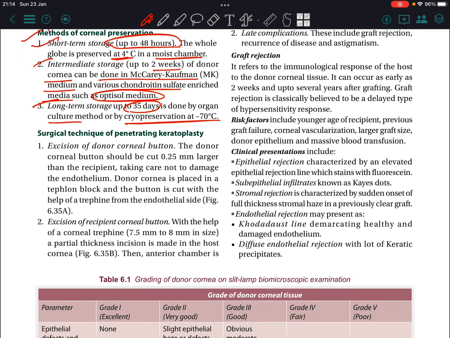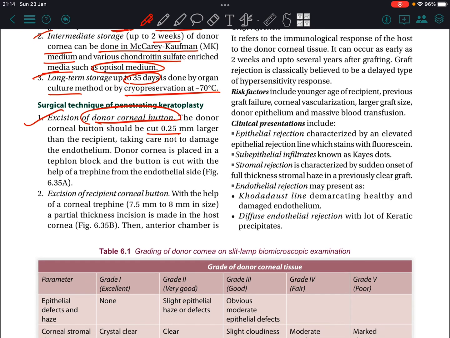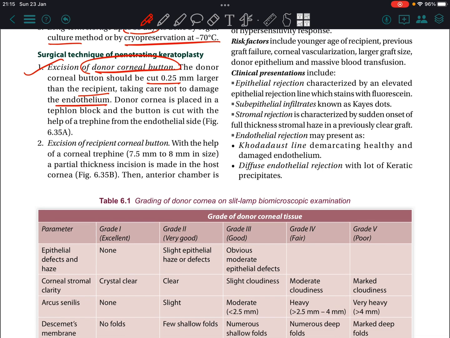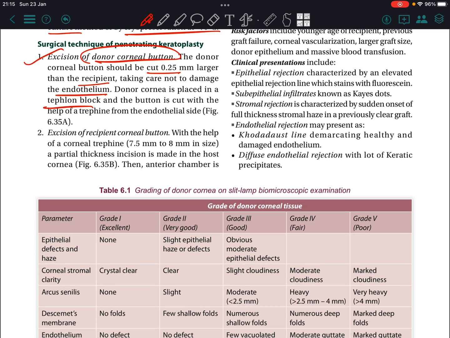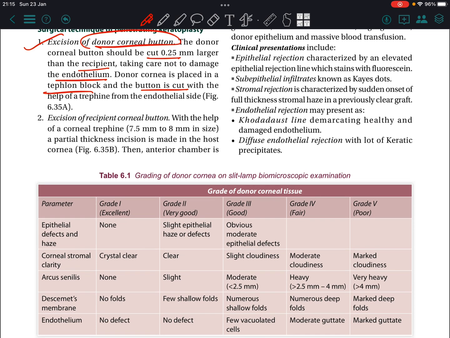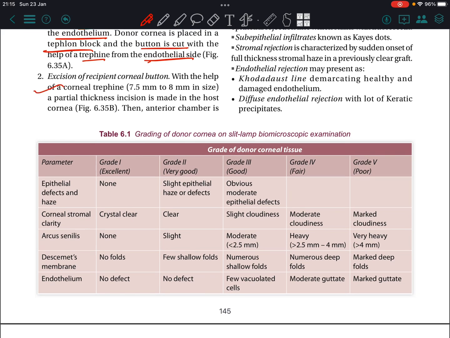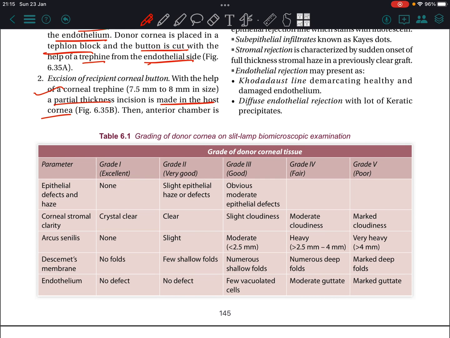Surgical technique of penetrating keratoplasty: excision of donor corneal button. The donor corneal button should be cut 0.2 mm larger than the recipient, taking care not to damage the endothelium. The donor cornea is placed in a Teflon block and the button is cut with the help of a trephine with the endothelial side up. Excision of recipient corneal button with the help of a corneal trephine. Partial thickness incision is made in the host cornea.